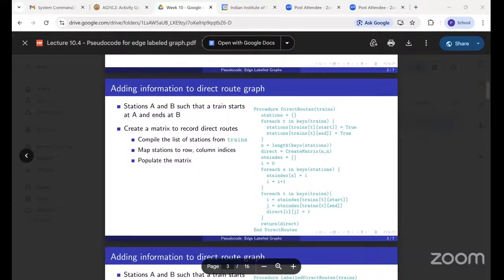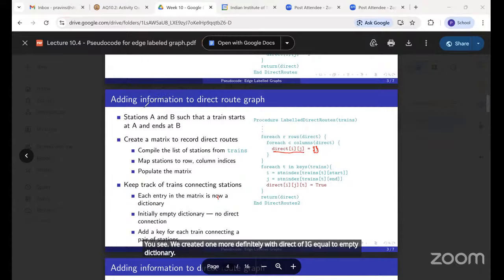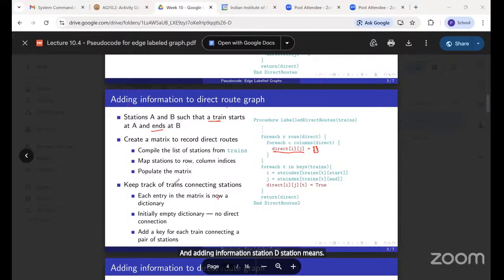So we'll look at it. What we did is we created one more inner dictionary here, right? You see, we created one more inner dictionary with direct of ij equal to empty dictionary, and adding information station B, station ends and maps to the row station as usual, and initially an empty dictionary, no direct connection. So this ij represents there is a direct connection, and taking ij and you're taking with t.